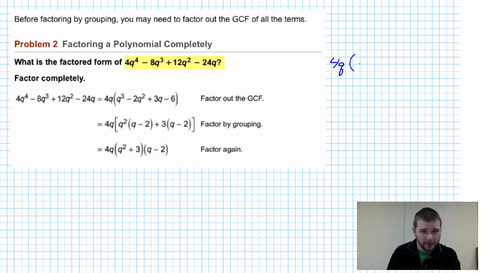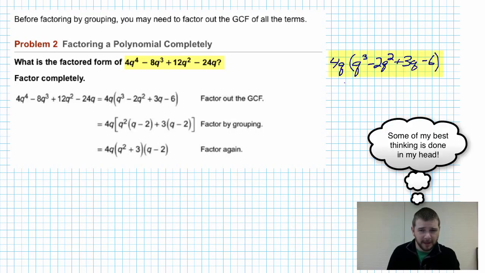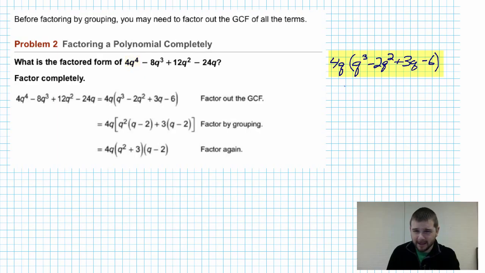Note then that 4q times q to the third power minus 2q squared plus 3q minus 6 would get us back to our original polynomial. Let me do a quick check by distributing and thinking about this in my head. 4q times q to the third power is 4q to the fourth power. Distribute the 4q to the minus 2q squared.